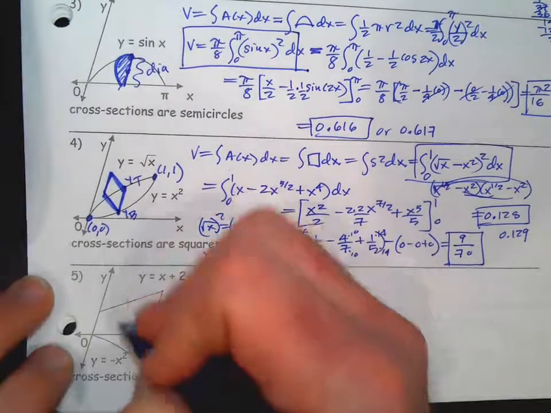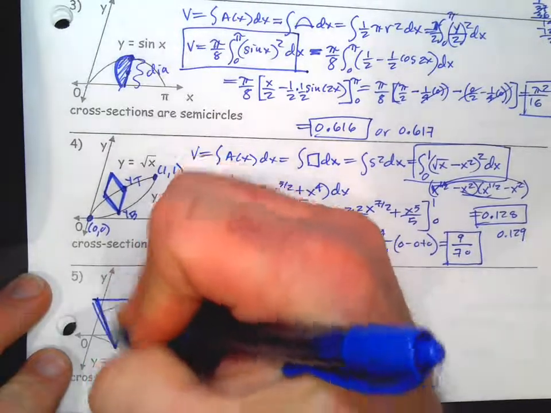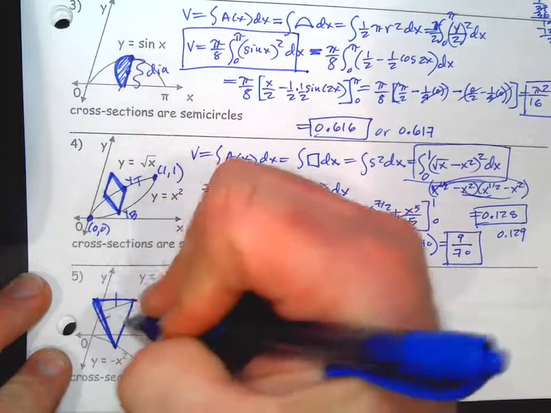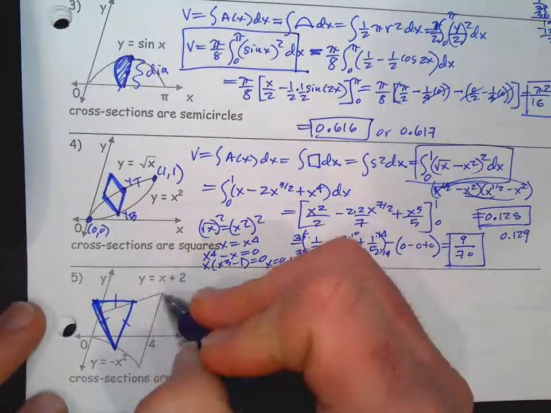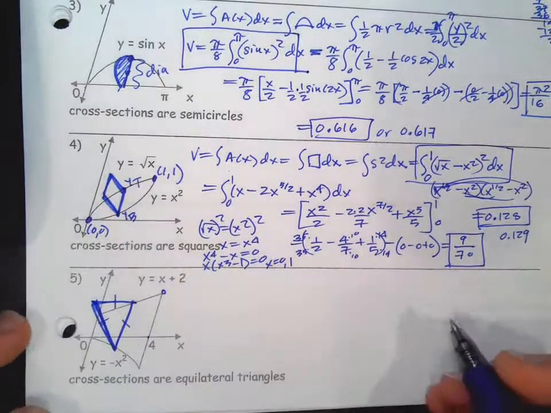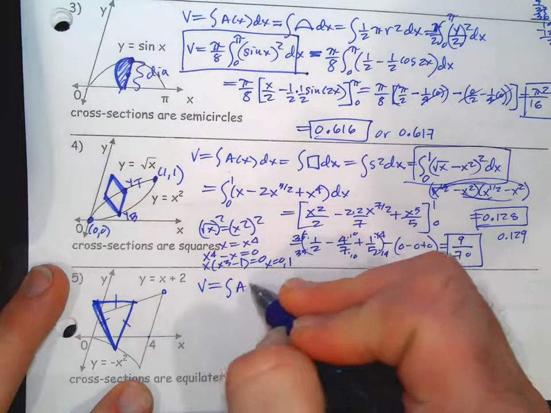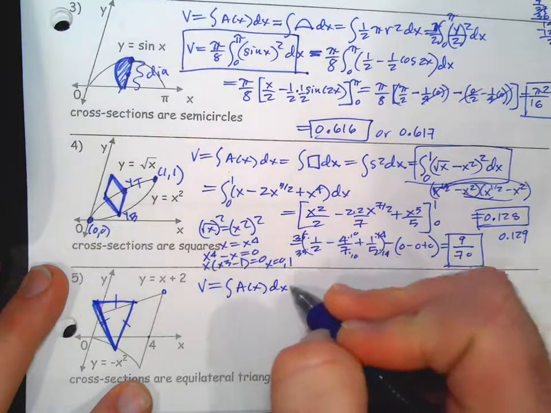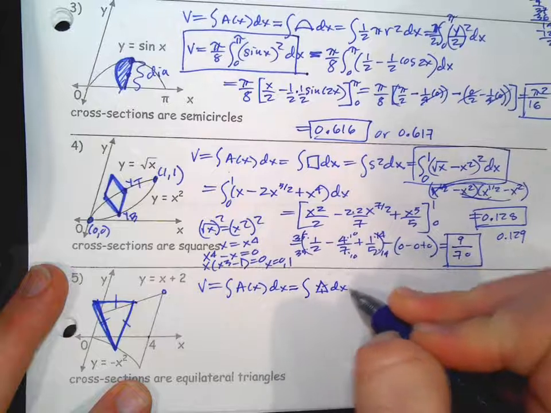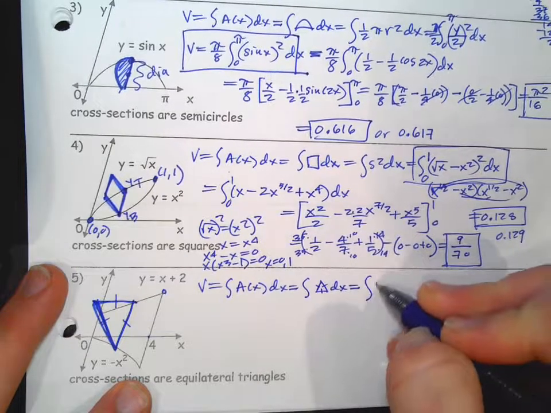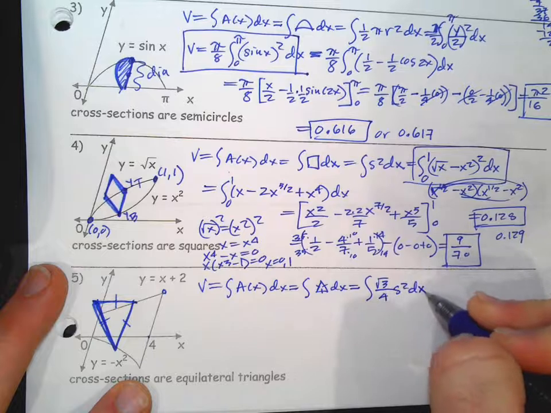Next one, cross sections are equilateral triangles. Let's draw one of them. In the future, you guys are probably going to have to draw these graphs first yourself. I'm going 0 to 4. So we're doing some volume. Area in terms of x, common shapes. It's going to be equilateral triangles, which, like we said before, you can memorize this, root 3 over 4 side squared, or you could rederive it.